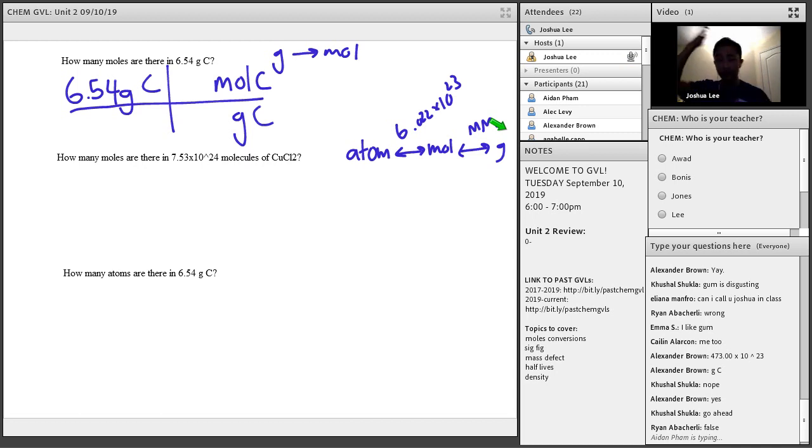okay, anytime I'm going from grams to moles, I'm going to be using molar mass. If I go from moles to atoms, I'll be using the 6.022 times 10 to the 23rd. So that's a good idea, just so that you don't skip a step or do anything weird.